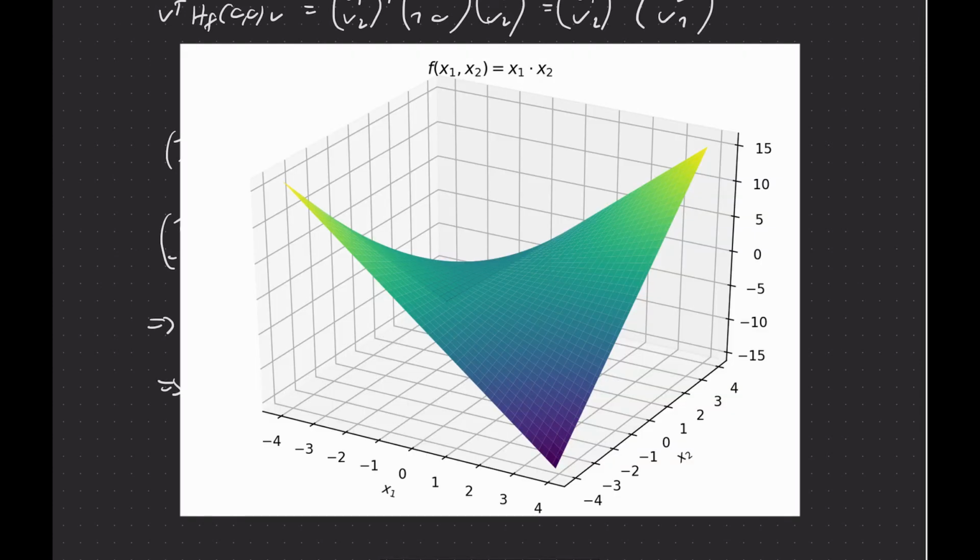And once more, let's have a look at the plot together. And you can see this is basically the simplified version of the example that we've seen before. So there's a saddle point again at the origin.